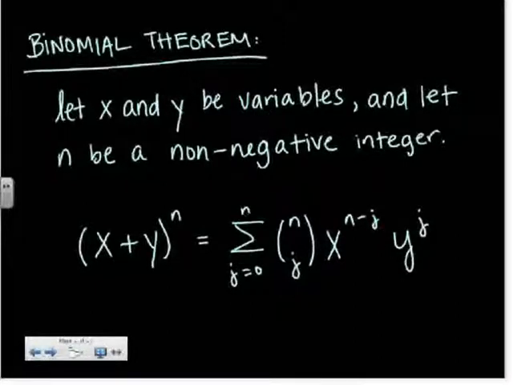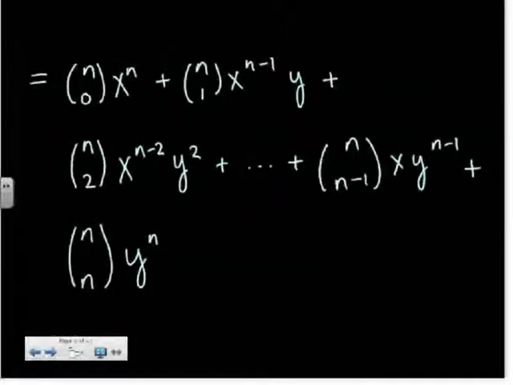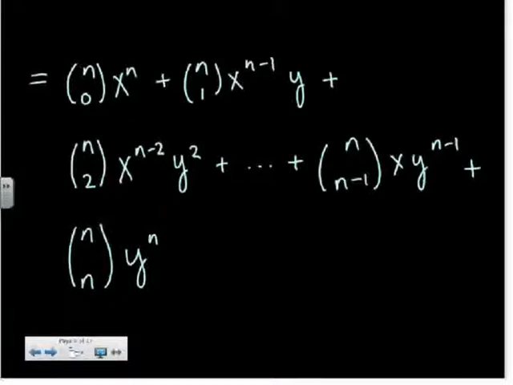Breaking this down as we did in the previous example will give us n choose 0 times x to the n plus n choose 1 times x to the n minus 1 y plus n choose 2 x to the n minus 2 y squared plus dot dot dot plus n choose n minus 1 x y to the n minus 1 plus n choose n y to the n.